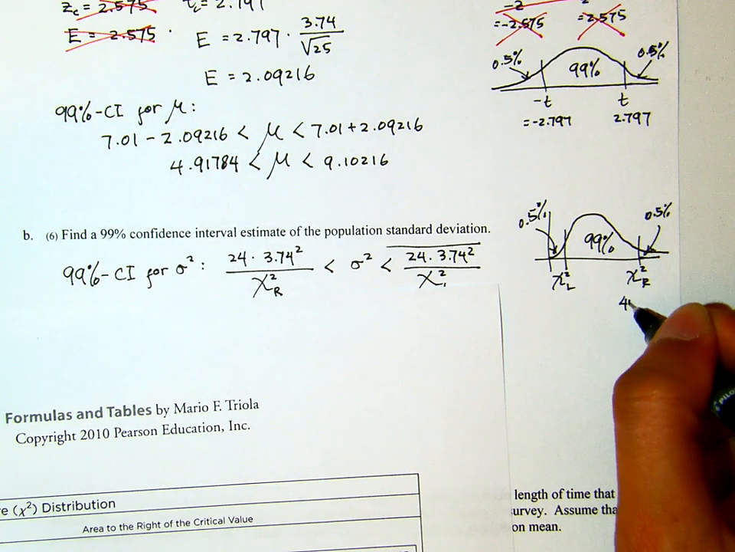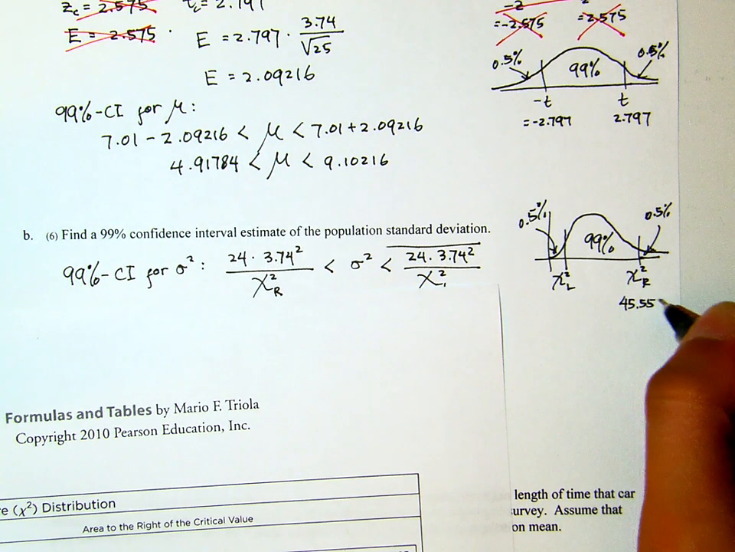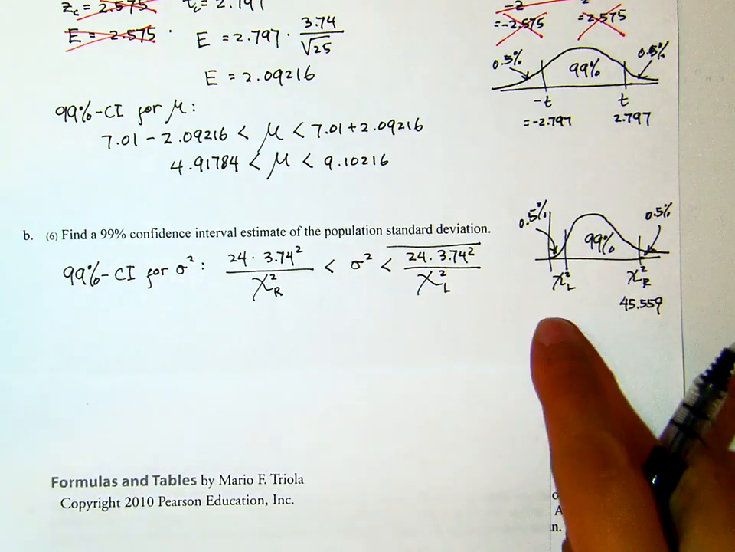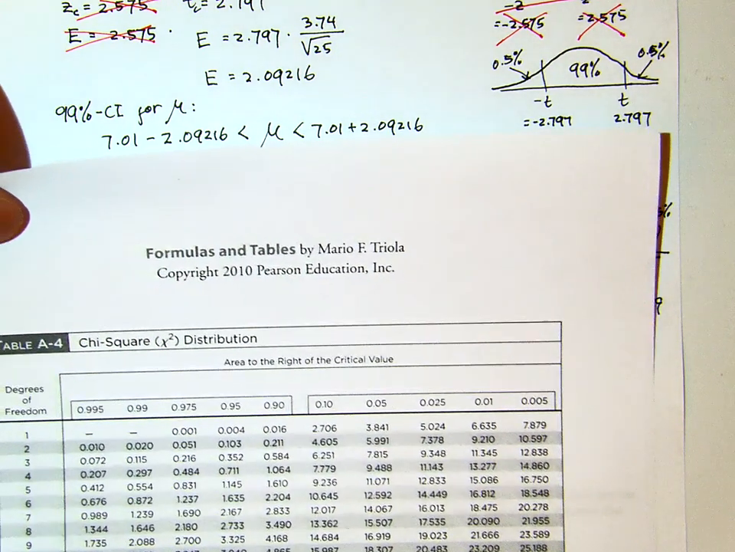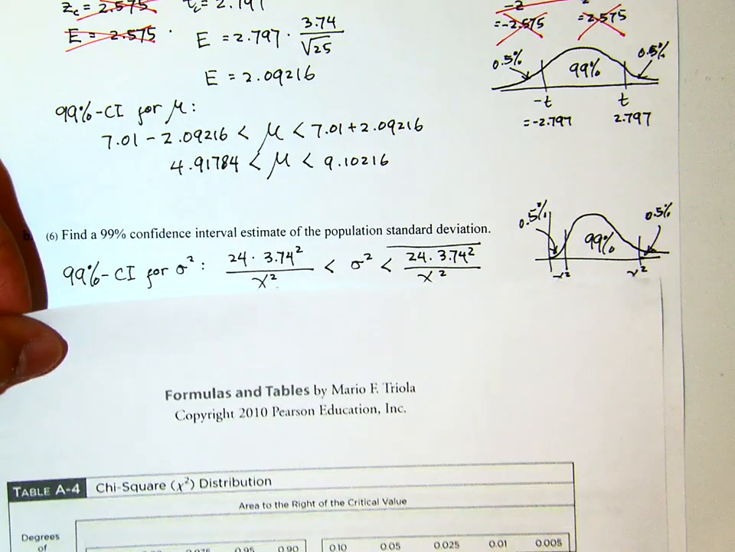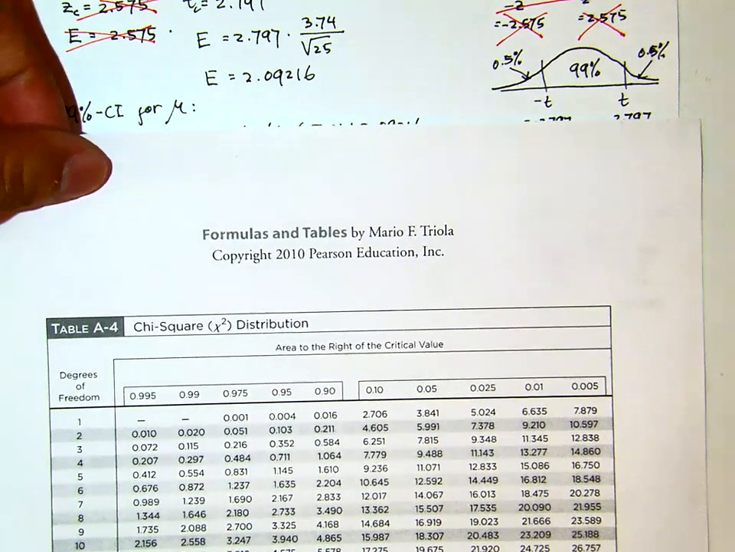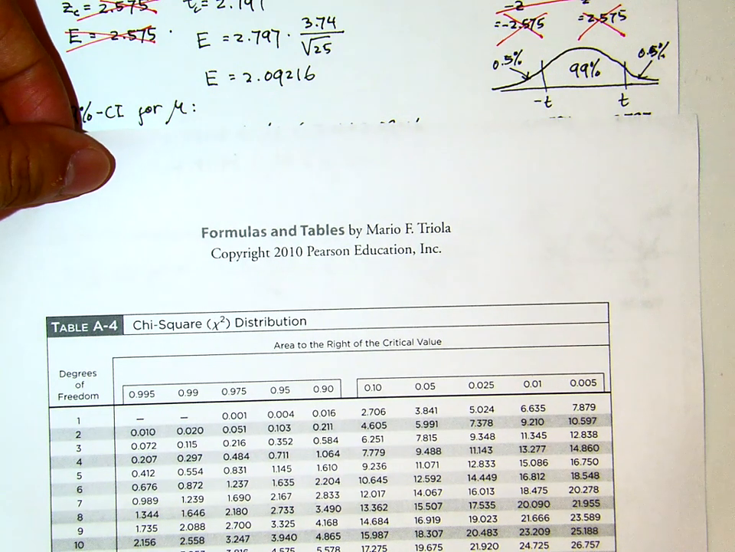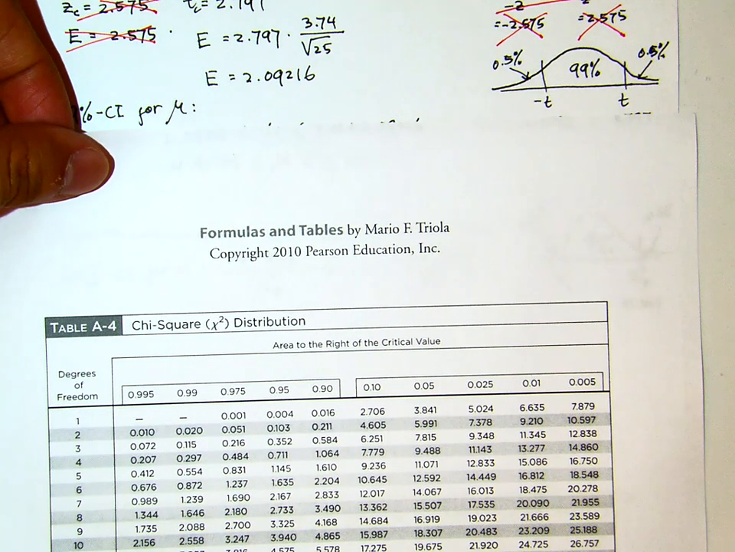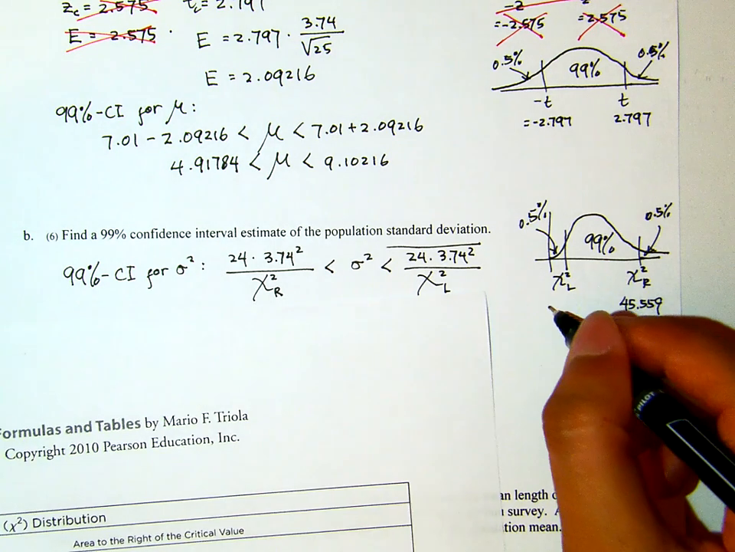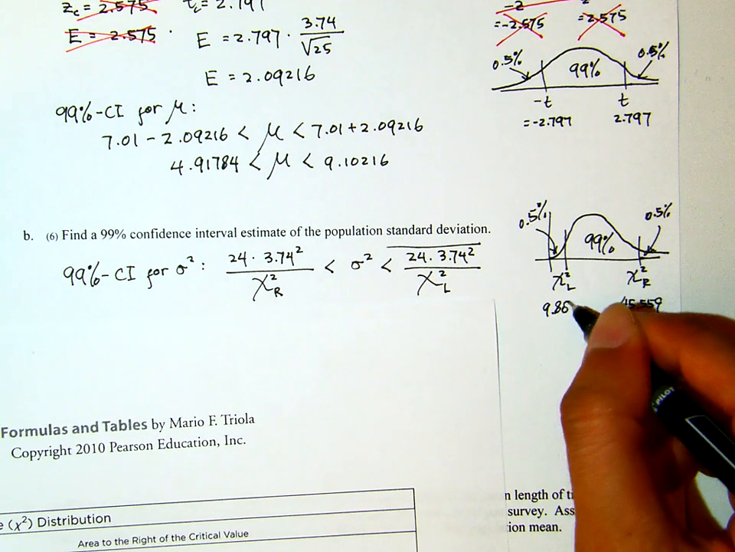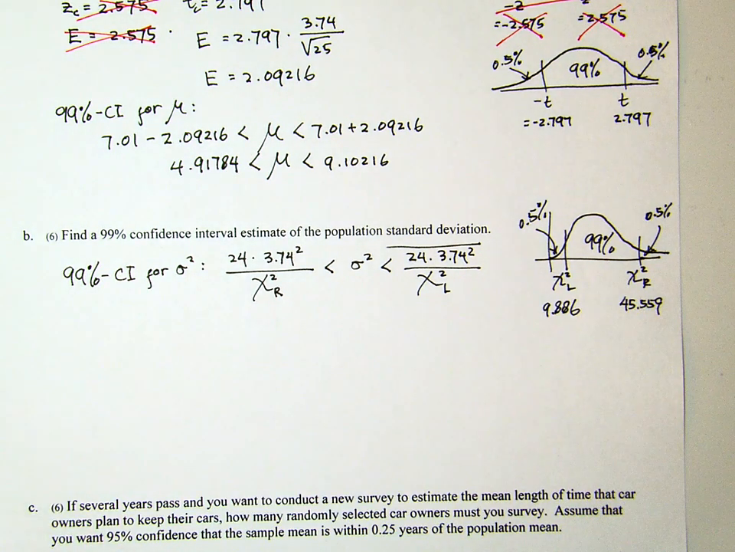This is 45.559, and for the chi-square on the left, the area to the left is 0.5%, which means the area to the right is 99.5%. I will get 9.886. Now, try to check with your table.